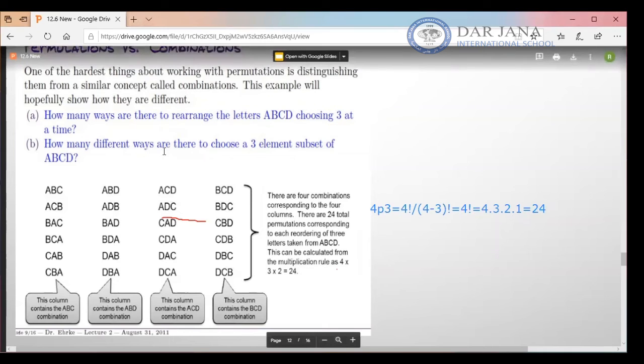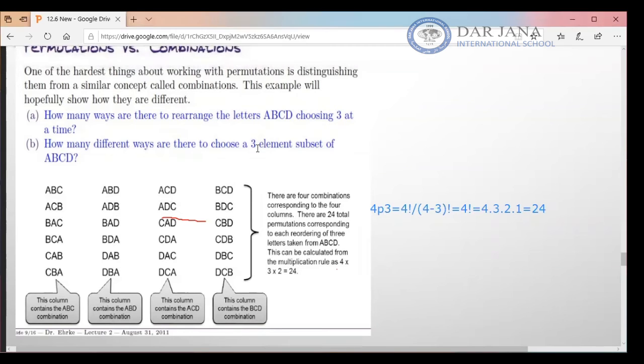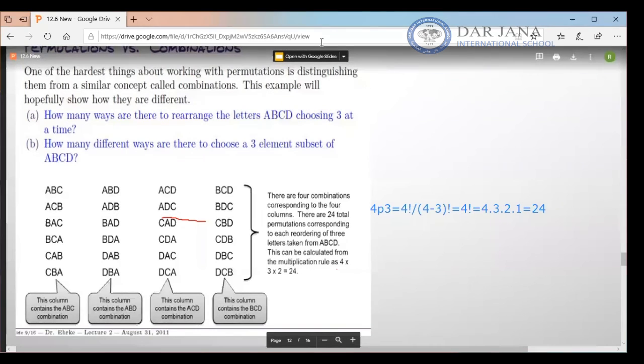Now here, how many different ways are there to choose? They just said choose. They didn't specify the order. They don't care about the order. They just want you to choose 3 letters out of ABC. And wherever you put them, it's going to count as 1. So let's discuss it here. Let's erase this line. Go back to the pen again. Okay. So when we say 3 elements, they didn't say any order, so order doesn't matter here.